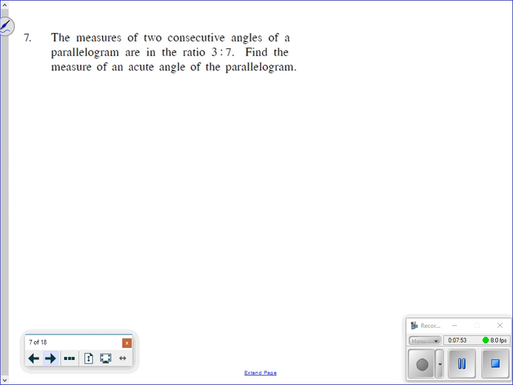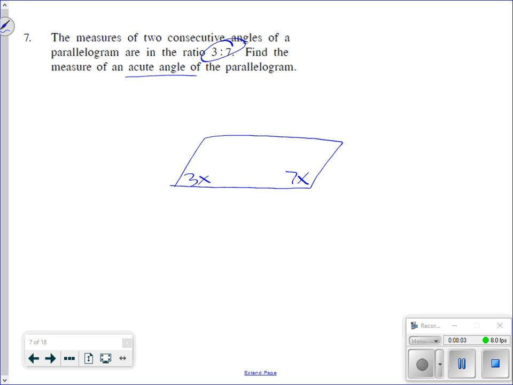7. The measures of two consecutive angles of a parallelogram are in a ratio of 3 to 7. Find the acute angle. Well, we're going to draw a parallelogram. And then anytime you're dealing with ratios, you're basically going to take those numbers and put an x after them. In this case, since they are consecutive, I'll put them next to each other, and we know in a parallelogram, consecutive angles add to 180.